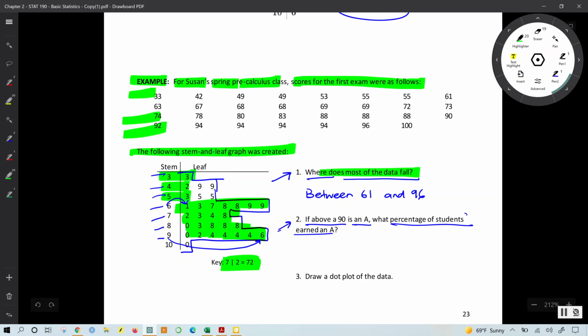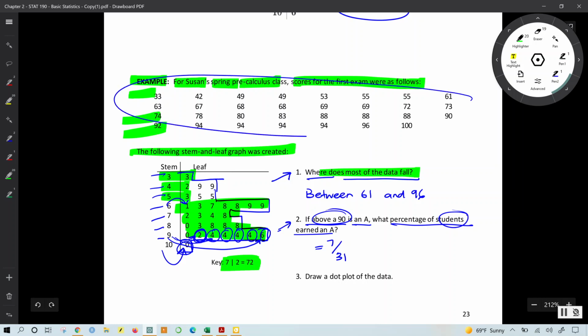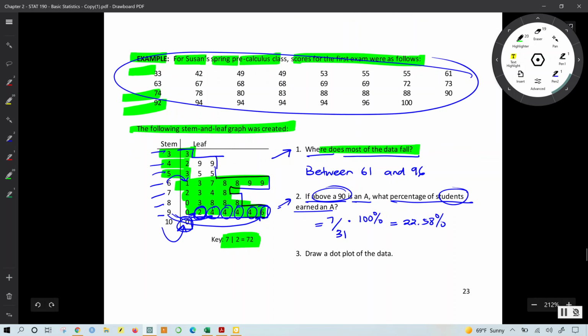So, how many students scored above 90? That will be 2, this is this number, 1, this is 92, 94. I'm going to count them. 1, 2, 3, 4, 5, 6, 7, because this is 100. So this will represent 7 out of 31 of all of the numbers multiplied by 100%, and that is 22.58%. Then we are required to draw a dot plot of the data.